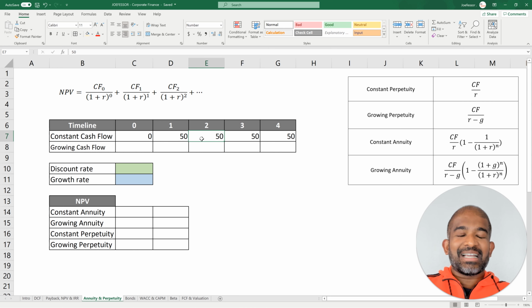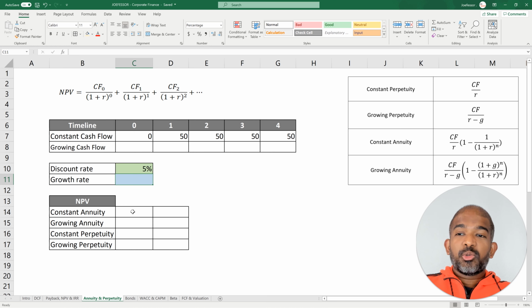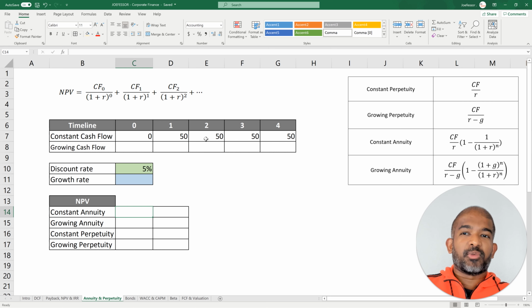So a $50 cash inflow, as in I'm receiving cash of $50 every year for a defined time period of, let's assume, 4 years. And the discount rate I'm going to use in this case, let's say it's 5%. How do I calculate the net present value of this annuity? Why is this an annuity? Because it's for a set finite period of time, which is 4 years here.